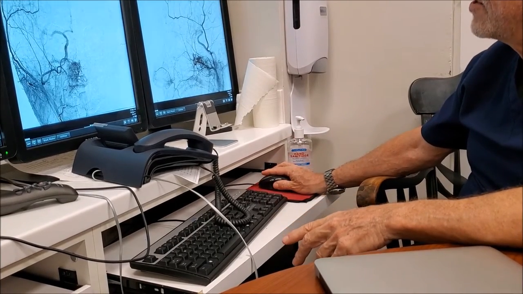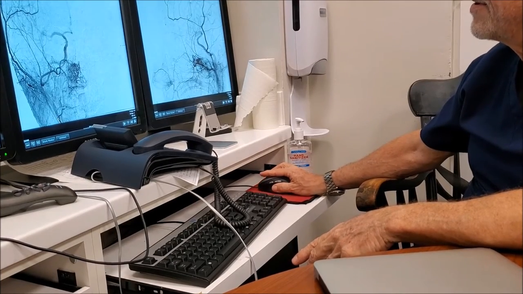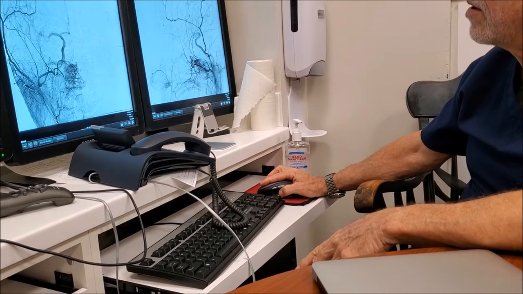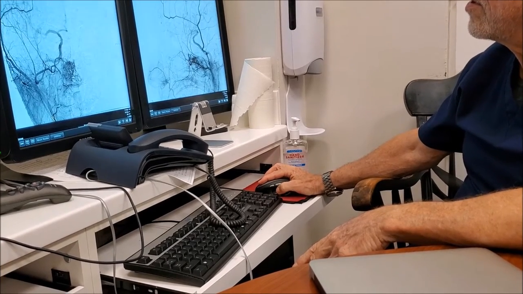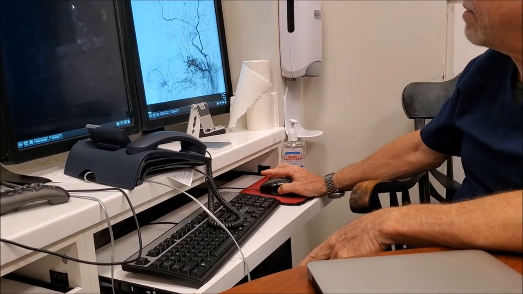We're going to leave this. We're going to now look at our next injection. What will be your next injection? So we would naturally now switch to the intracranial circulation. Now you would do the internal carotid. I'm going to put the lateral only here.